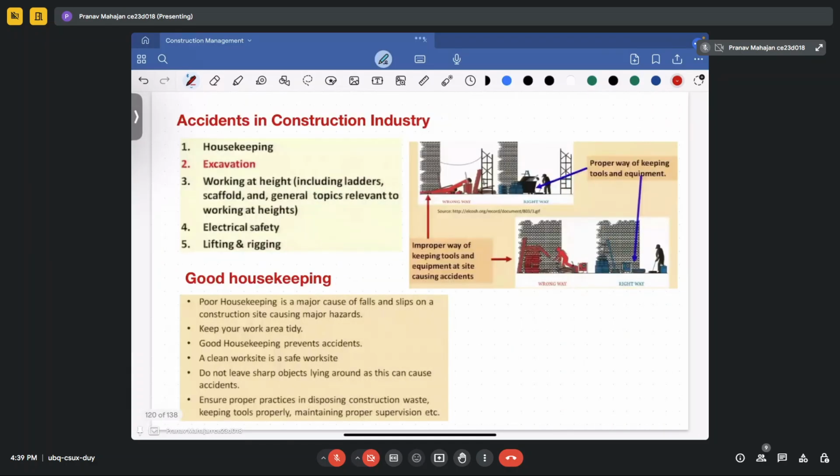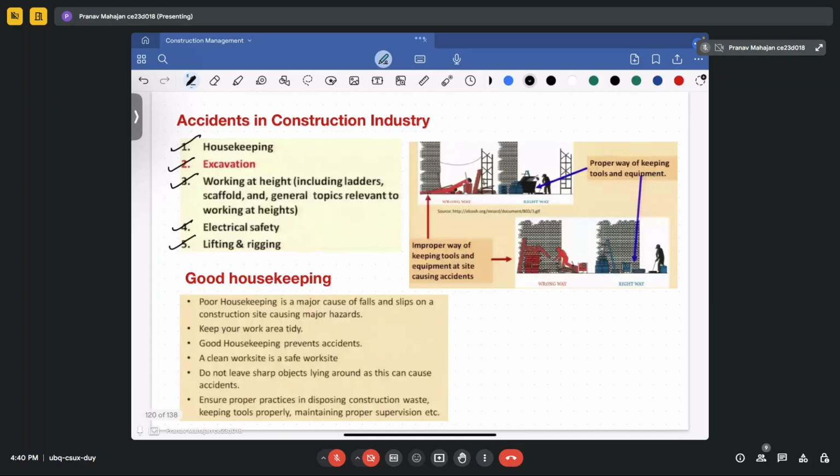Okay. So accidents in industry can occur due to not having proper housekeeping, or having excavation at a particular site. They can occur due to working at heights, which includes ladders, scaffolds, and any topic that relates to working at heights. Fourth is electrical equipment, and fifth is lifting and rigging.